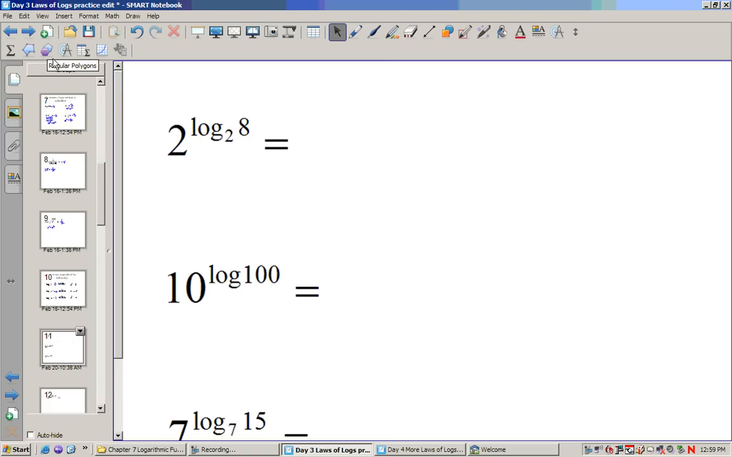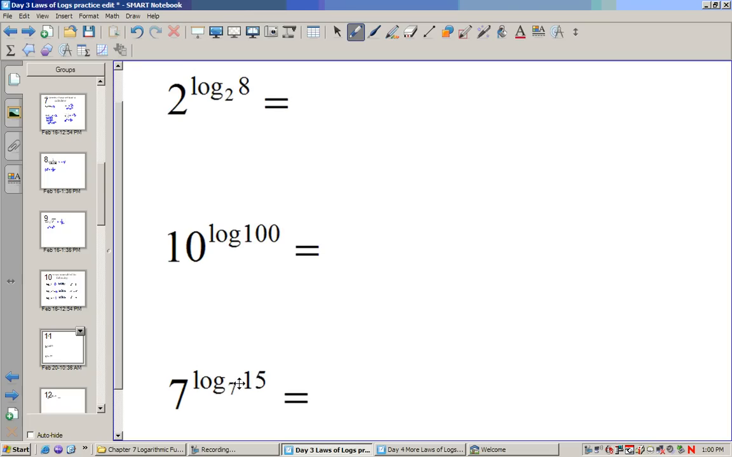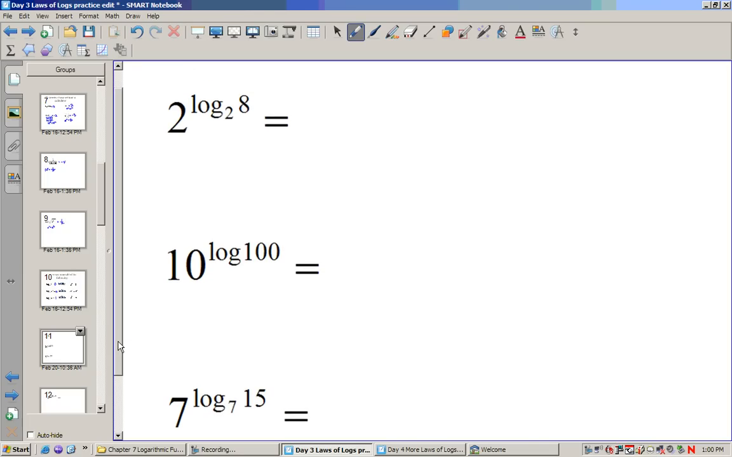Alright, now this gets a little complicated at the bottom, but the first two will show you the pattern to get the last one. The last one's the 7 to the log base 7 of 15. That gets confusing if we don't see a pattern. So 2 to log base 2 of 8. Log base 2 of 8 is 3. And then 2 to the third is 8.